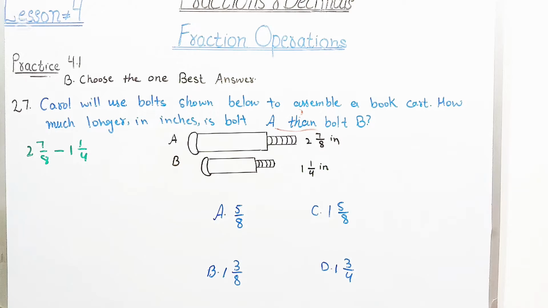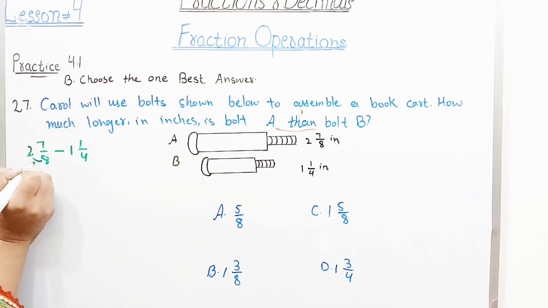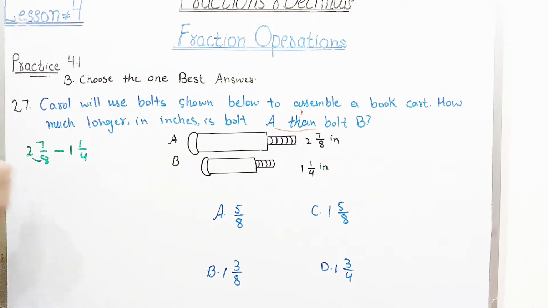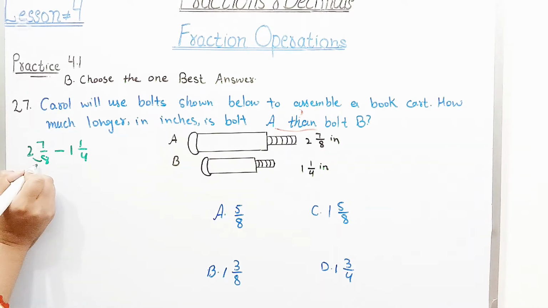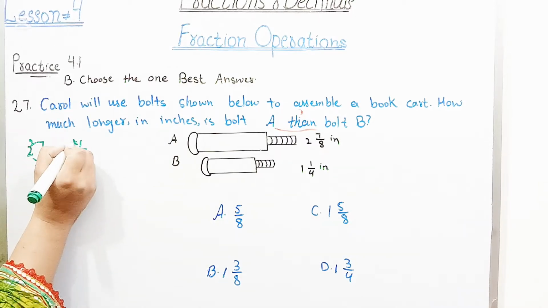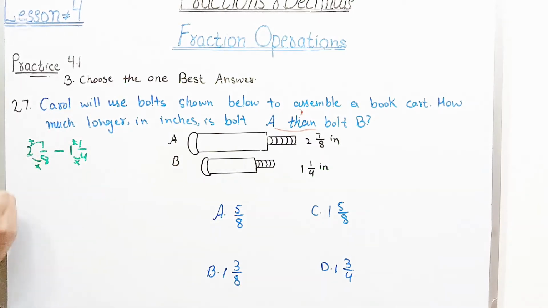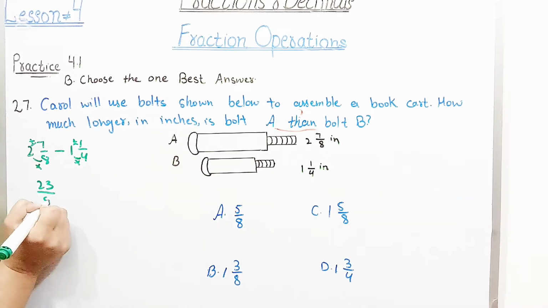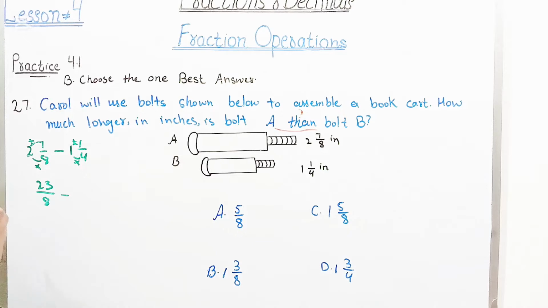If you completely want to understand where we add, subtract, multiply, then I show my video in the description. So you can completely understand where we add, where we subtract. Firstly, we convert into improper fraction: multiply, and then we add. 8 2s are 16 plus 7, 23 by 8. Minus 4 1s are 4 plus 1, 5 over 4.